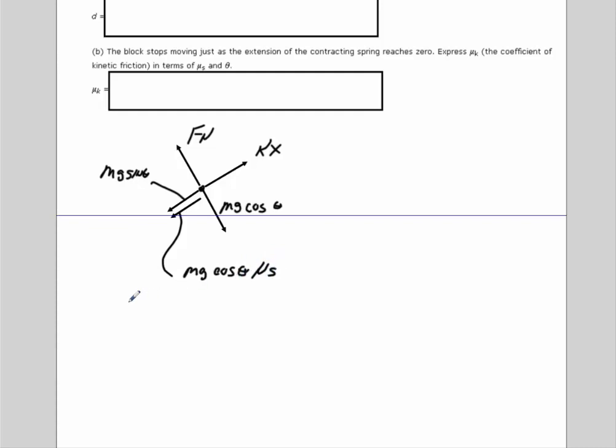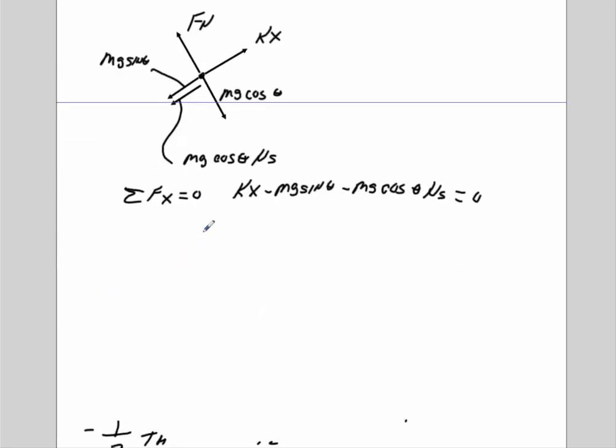So now all you have to do is sum up your forces in the x direction and set it equal to 0 because it's just about to move. We would have, I'm going to let this one be positive, kx minus mg sine of theta minus mg cosine of theta times mu of s, is equal to 0. So we can say immediately we'll solve for kx here.